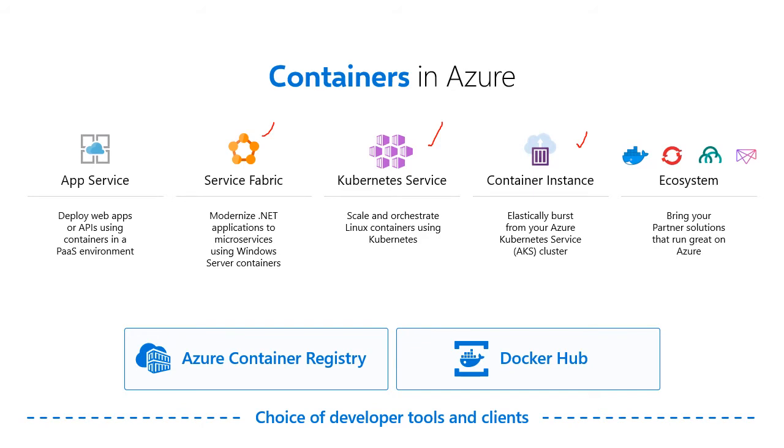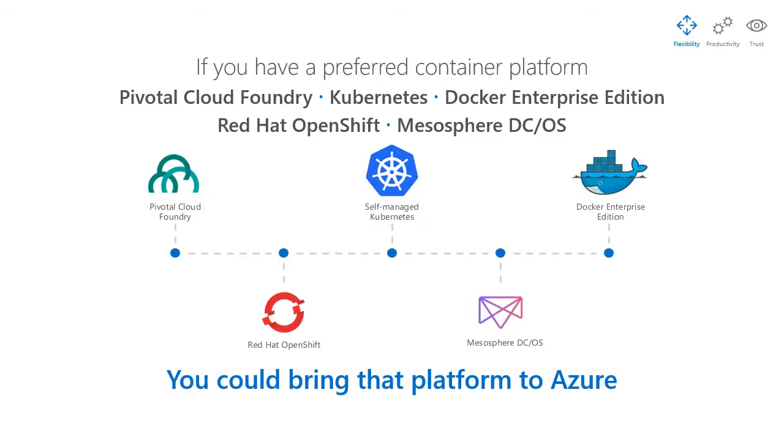Okay. So you can also use different partner solutions like the ones from Docker, ones from Red Hat OpenShift, which is turning out to be one of our more popular containerization management and orchestration platforms in Azure. This is Red Hat OpenShift and also Pivotal and a whole bunch of third-party tools such as Helm and Mesos. Now, if you have a preferred container platform such as Pivotal Cloud Foundry, the open source Kubernetes, Docker Enterprise Edition, Red Hat OpenShift, or Mesosphere DCOS, you could bring that platform to Azure.